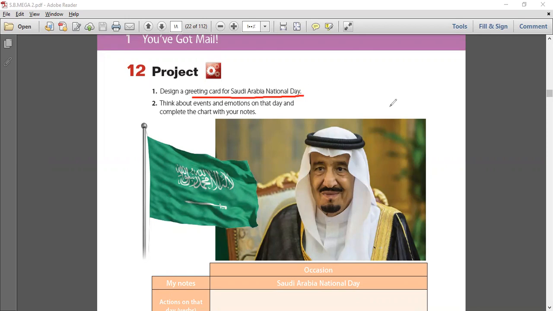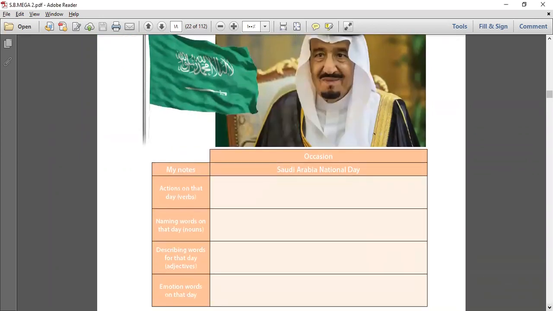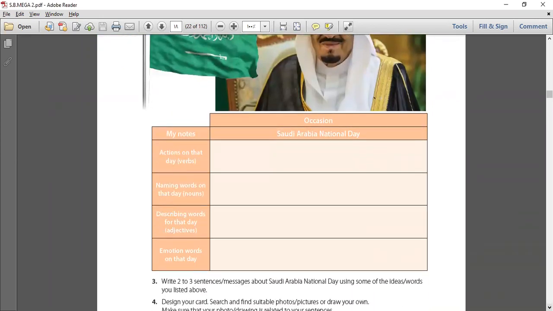What you have to write on this card, by the way, you have the choice whether you want to do it on the computer, or by hand on paper and then send it to me. It's up to you. Okay? What do you have to do? Can you see this chart? This chart is only to help you. You're going to write about Saudi National Day.